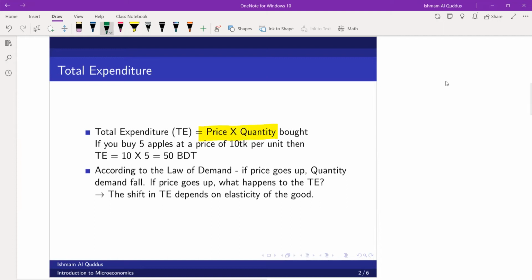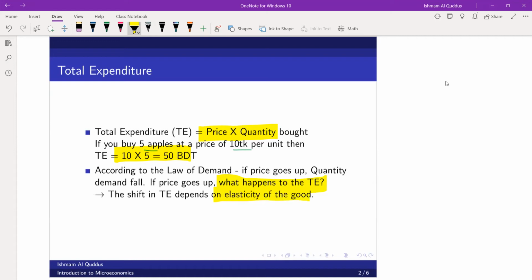So if you buy 5 apples at a price of 10 taka per unit, that is per apple, then total expenditure would be 10 multiplied by 5, that is 50 taka. According to the law of demand, we know if price goes up, quantity demanded falls. So if price goes up, what happens to the total expenditure? That is the question. This actually depends on the elasticity of the good.